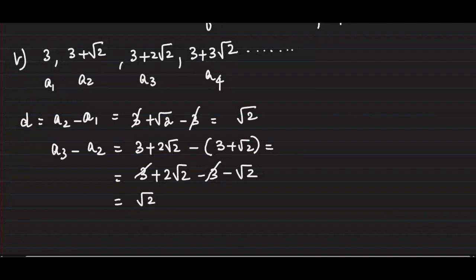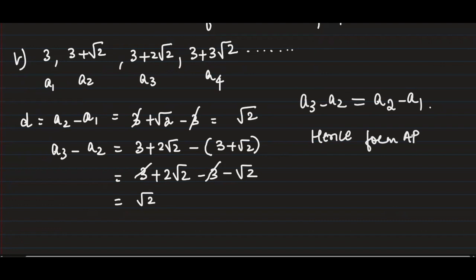Okay, so if you notice here, the D value is the same. So hence this series forms an AP. So we should say A3 minus A2 is equal to A2 minus A1. Hence, the series forms an AP. And now we'll find what are the next three terms of this AP.